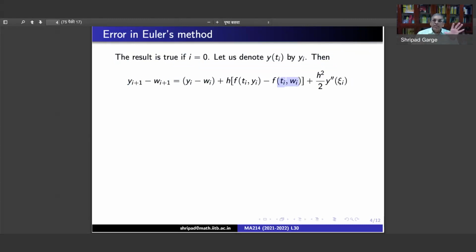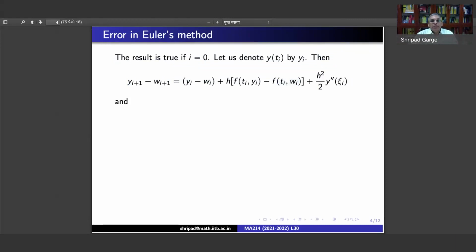y_{i+1} minus w_{i+1} is y_i minus w_i plus h times [f(t_i, y_i) minus f(t_i, w_i)] plus h squared by 2 y double prime(xi_i) for some xi_i between t_i and t_{i+1}. This is what we will have. Now we want to put a modulus sign on both sides, and the right hand side is a sum of certain quantities. So we can bring the modulus sign inside and get a less than or equal to sign.